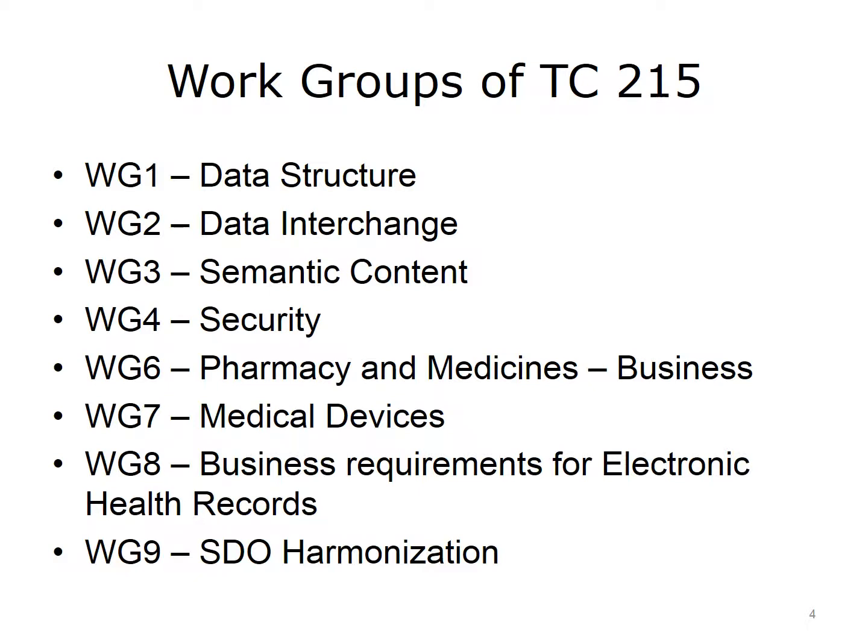WG6 deals with pharmacy, regulatory, and adverse event reporting standards. WG7 deals with connectivity to medical devices. This group works closely with IEEE and CEN on standards that connect medical devices to systems. WG8 is similar to WG1. Sometimes the distinction is difficult to define. This WG deals more with what an EHR is rather than its structure and architecture.